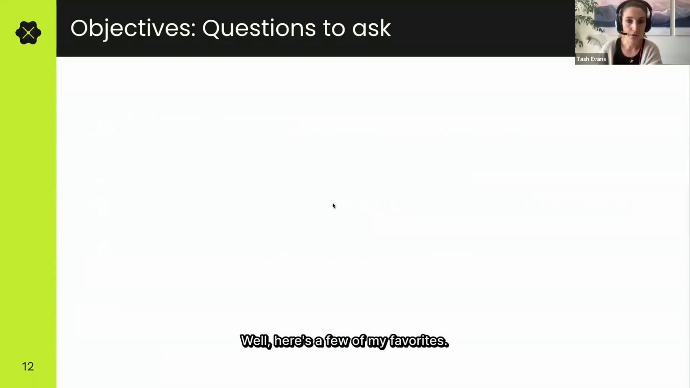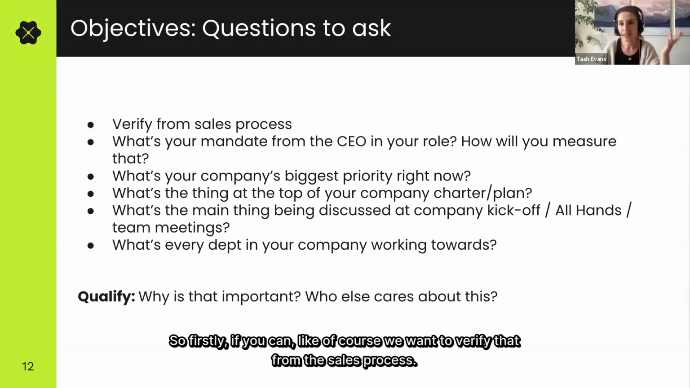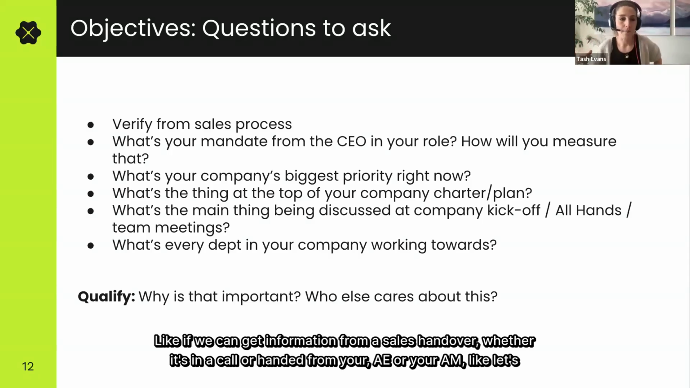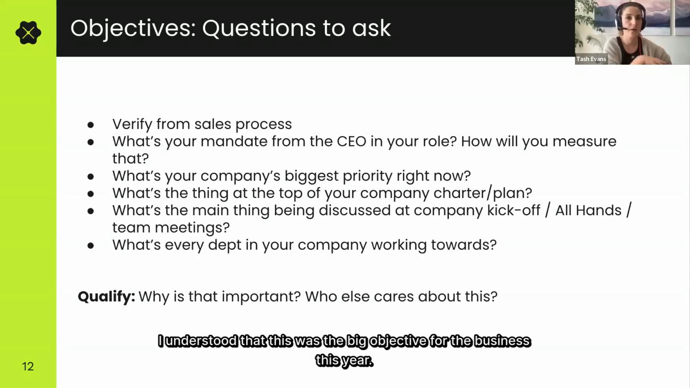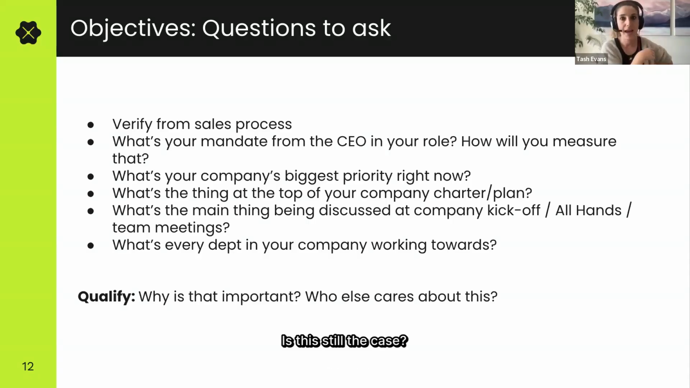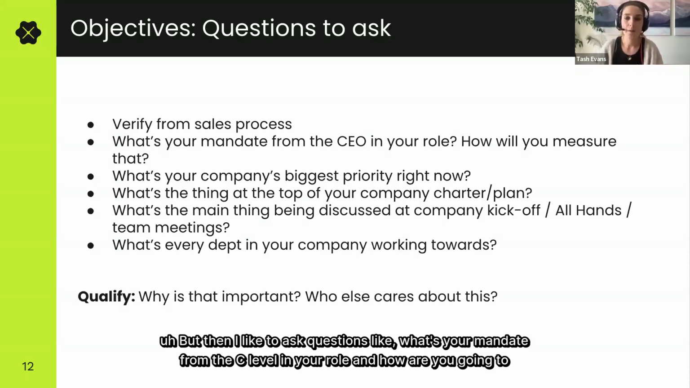Well, here's a few of my favorites. So firstly, of course, we want to verify that from the sales process. If we can get information from a sales handover, whether it's in a call or handed from your AE or your AM, let's present that back to the customer. I understood that this was the big objective for the business this year. Is this still the case? Has anything changed?